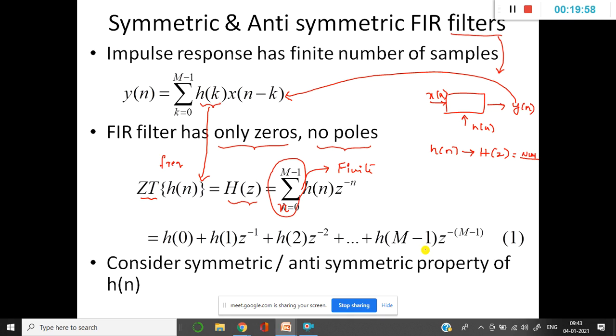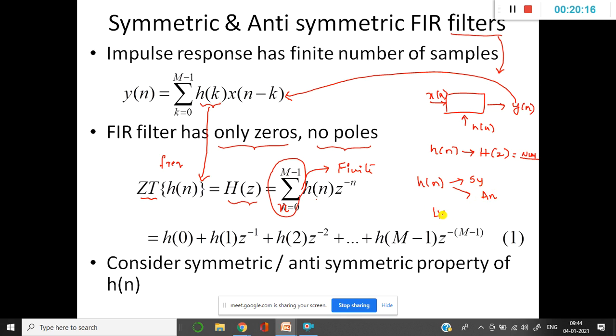Now we try to write it in such a way that we consider this condition. As I told you, my impulse response h of n may be symmetric or it may be antisymmetric.